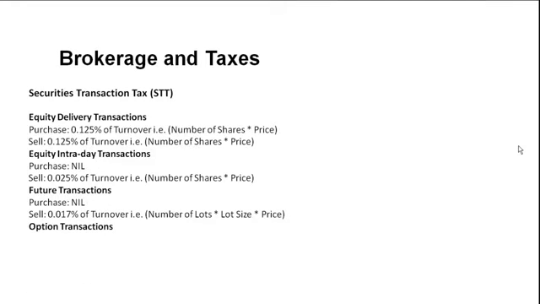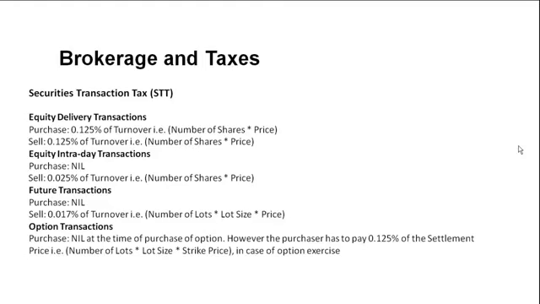And for option transactions, for purchase, it is 0 or nil at the time of purchase of an option. However, the purchaser has to pay 0.125% of the settlement price in case the option is exercised. To sell an option, a 0.017% of premium as STT is charged by the government.